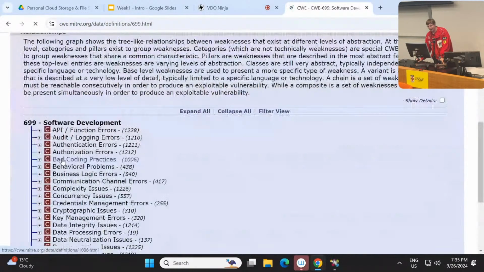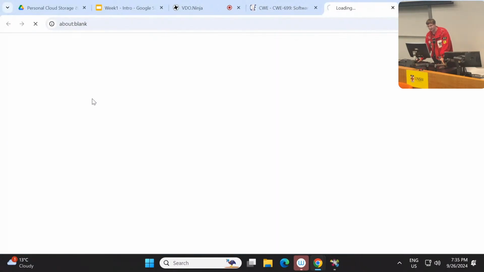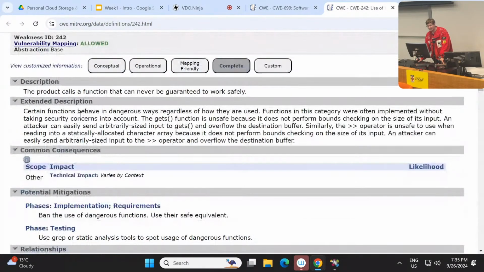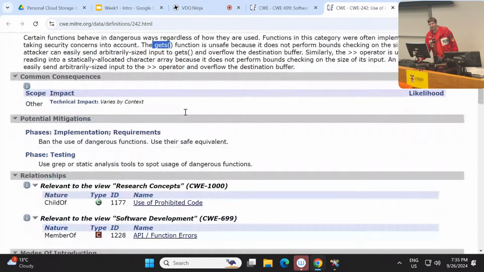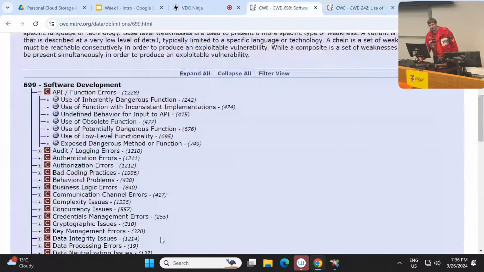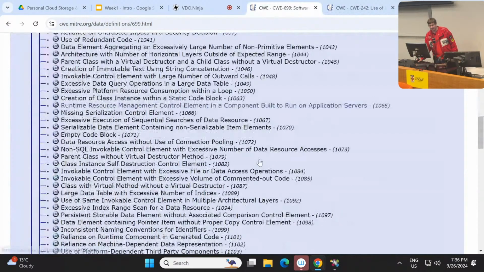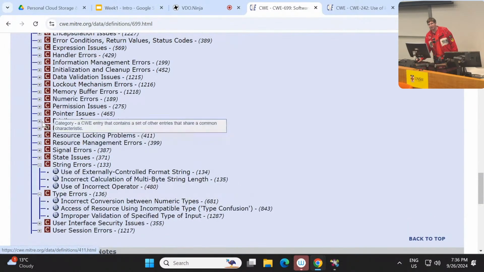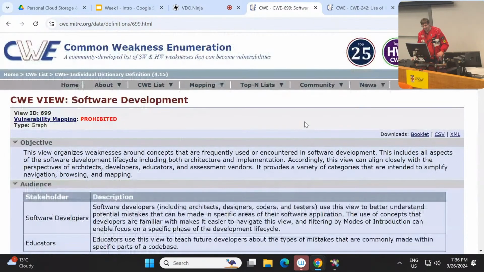So you can go in here and go, okay, what are all the possible types of API bugs? Use of inherently dangerous function. Let's have a look at what that means. So then it talks about what are the different things. Certain functions behave in dangerous ways regardless of how they're used, such as gets. Don't use gets, or MITRE will tell you off. And then in here it's got some other things. And it's like a tree, right? So we can expand it, and then we can look at the things, and see what's in those as well. So this is kind of the classification of every possible security bug in the world in software. And if you weren't aware of that, now you are, so that's great.